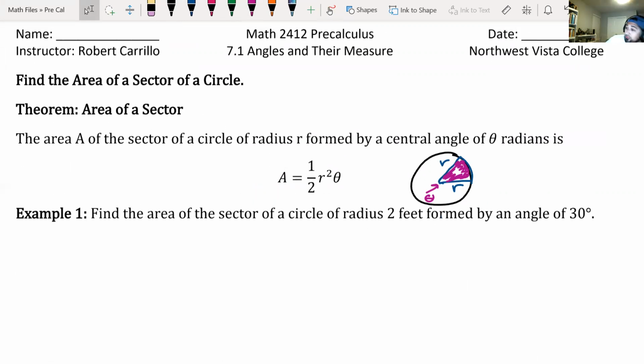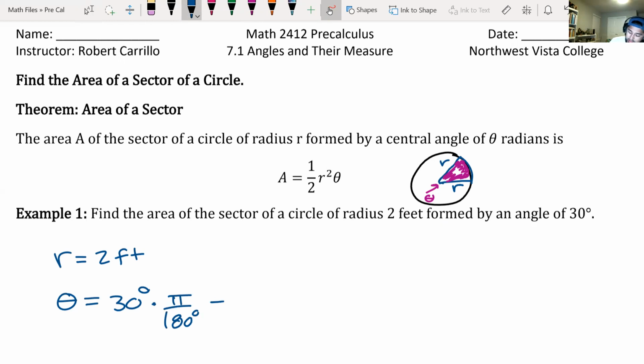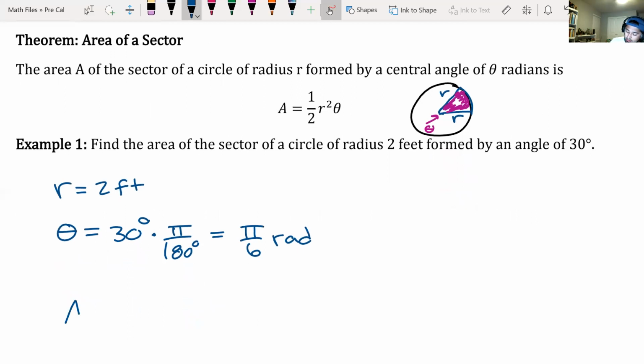Okay. So find the area of a sector of radius 2 feet formed by an angle of 30 degrees. So here they give us the radius in 2 feet. They give us our theta as 30 degrees, but what's wrong with that? We have to convert. Non-radians. It's okay, good. We have to convert it to radians. So you multiply by pi over 180, and what do we get? Pi over 6. Good. Pi over 6 radians.